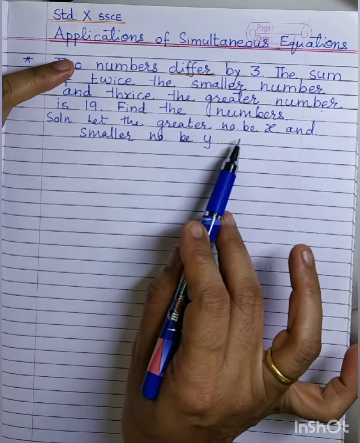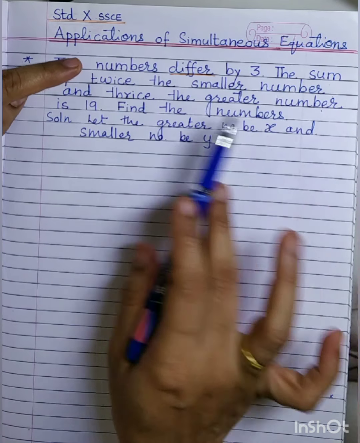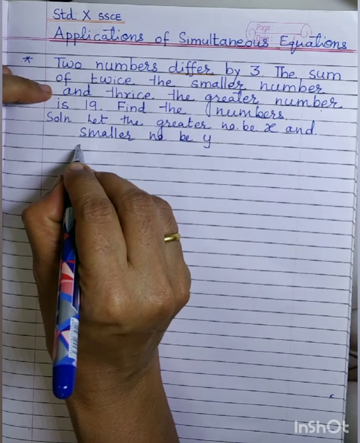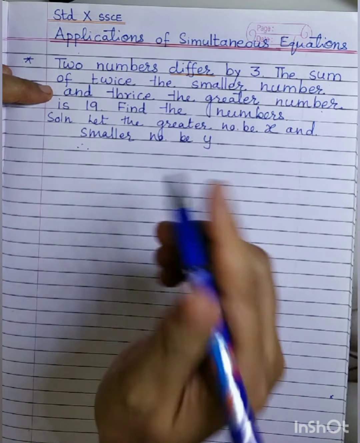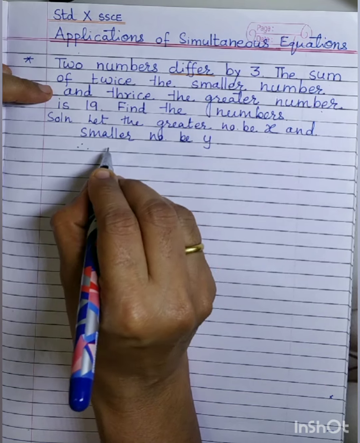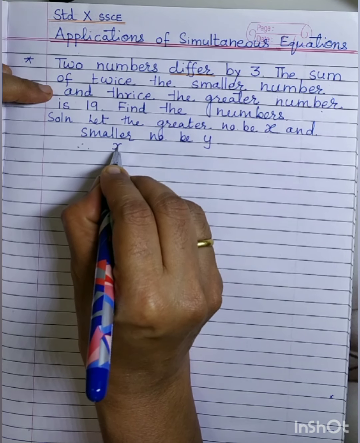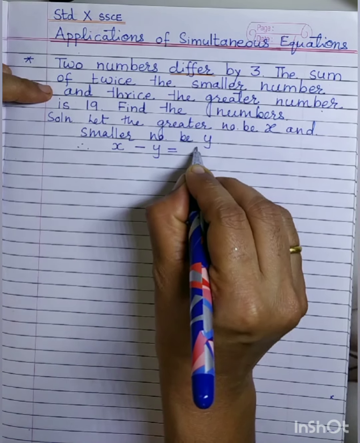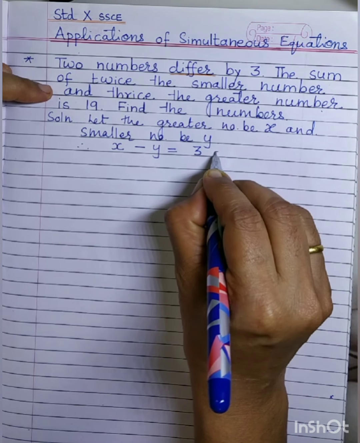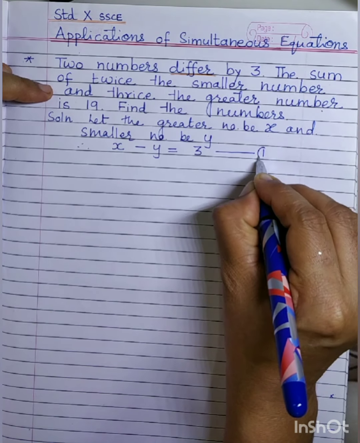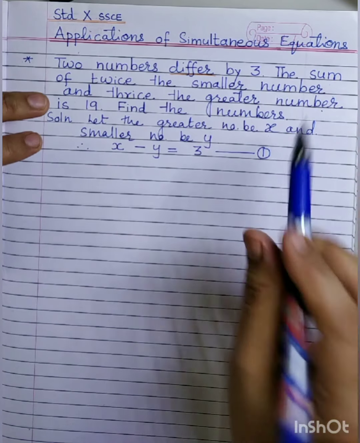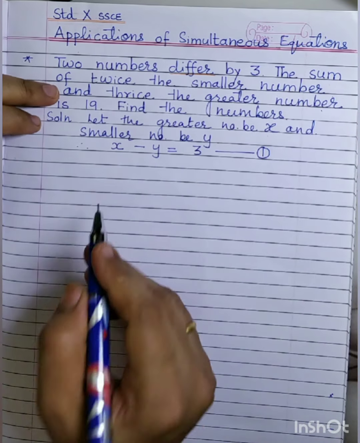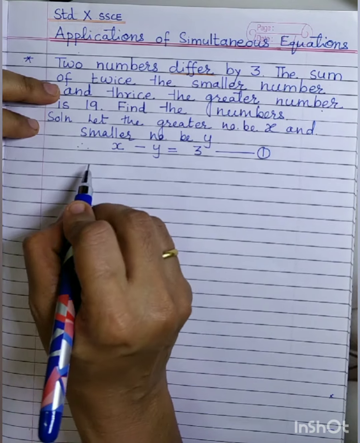And once you have done with this, your first equation is ready. Your equation 1 will be what? They differ by 3. Their difference is 3. So always greater number minus smaller number will be the difference. x minus y equals 3. This is your equation number 1. Simple.